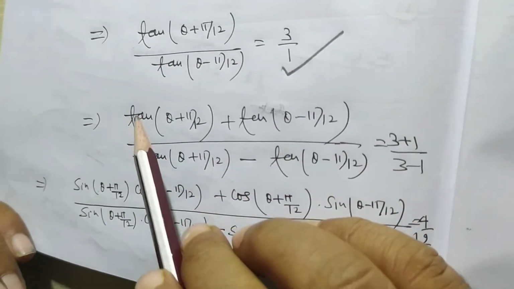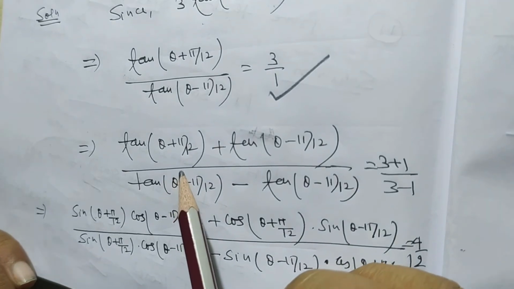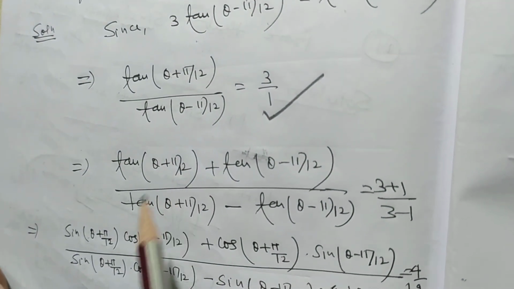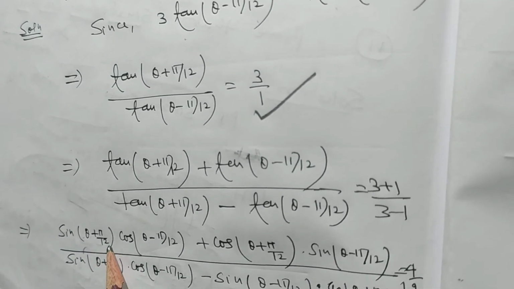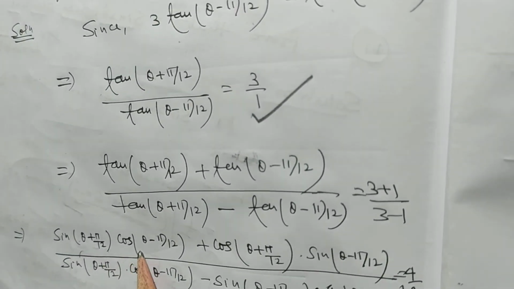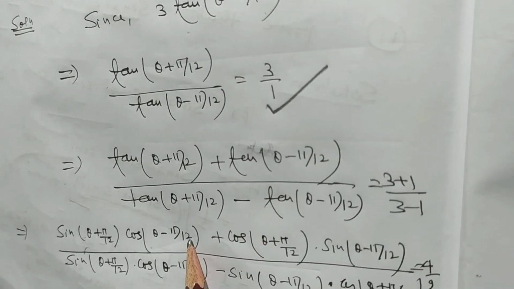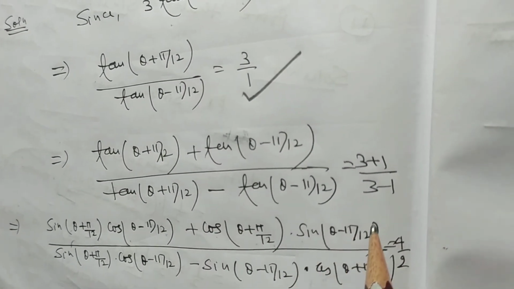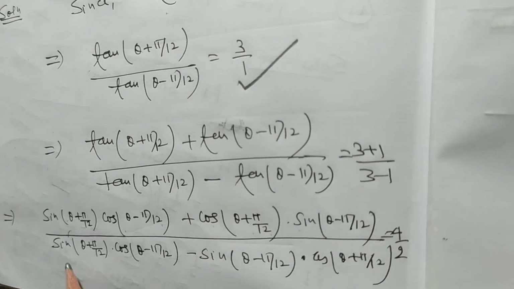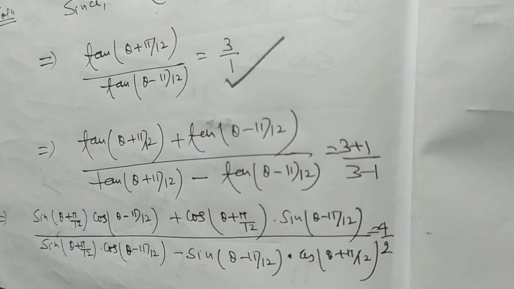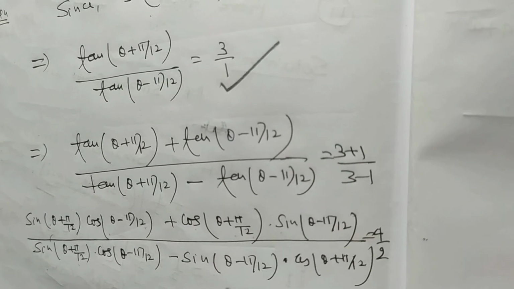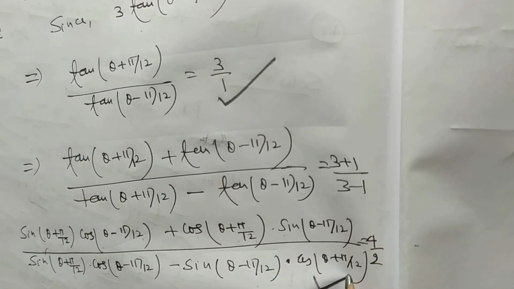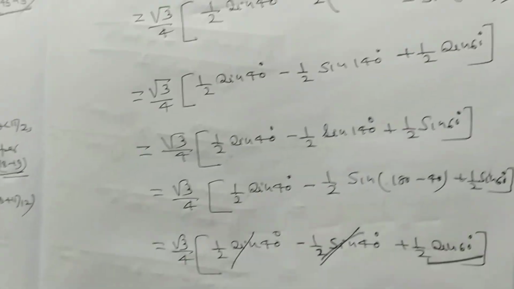And now we convert in the formula of sin by cos. This is very, very important. After converting it in the formula of sin and cos, it will be sin theta plus pi by 12 into cos theta minus pi by 12 plus cos theta plus pi by 12 into sin theta minus pi by 12, divided by sin theta plus pi by 12 into cos theta minus pi by 12 minus sin theta minus pi by 12 into cos theta plus pi by 12, is equal to 4 by 2.